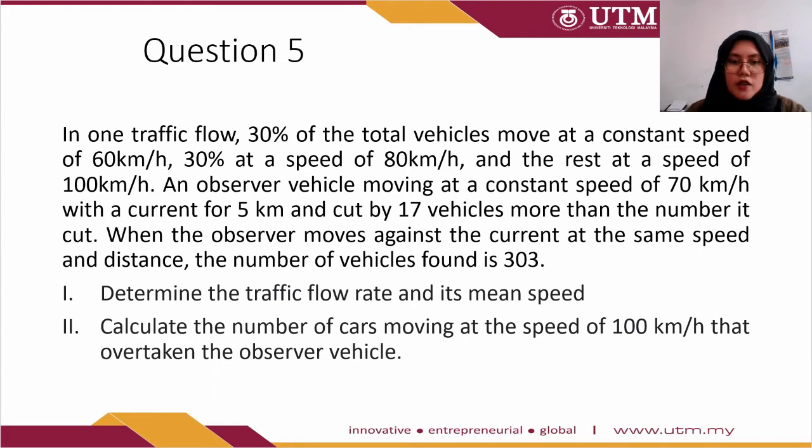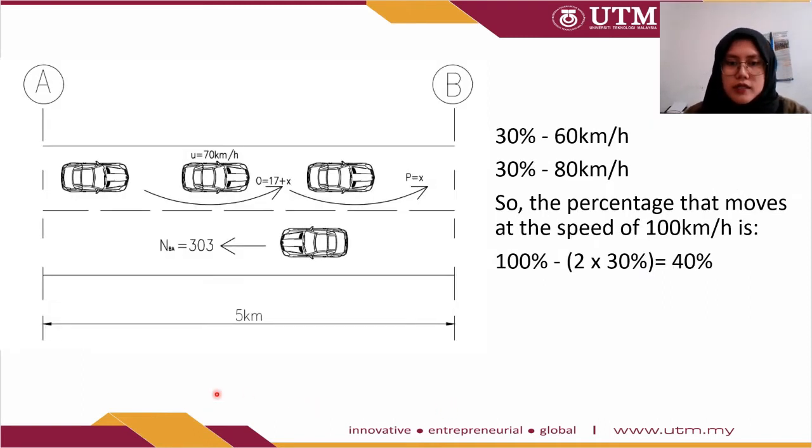303. The first question asks to determine the traffic flow rate and its mean speed. The second one is to calculate the number of cars moving at a speed of 100 km per hour that overtook the observer vehicle. Okay, so this is the illustration of the question.